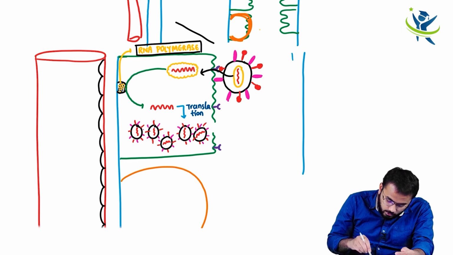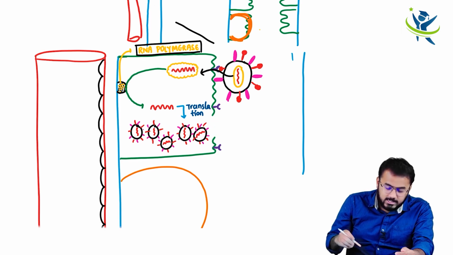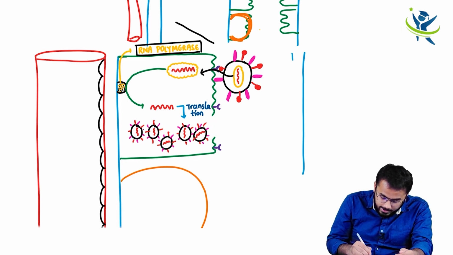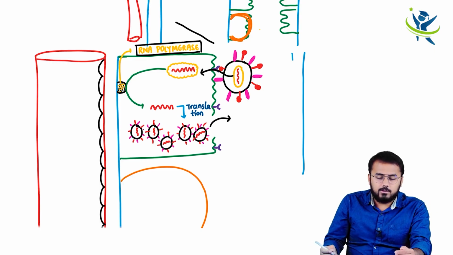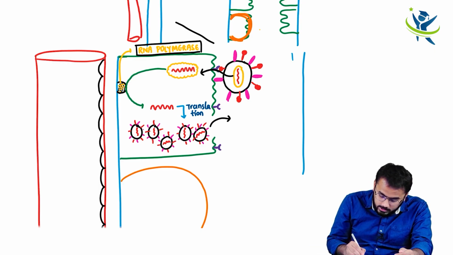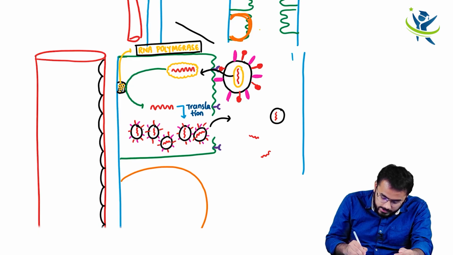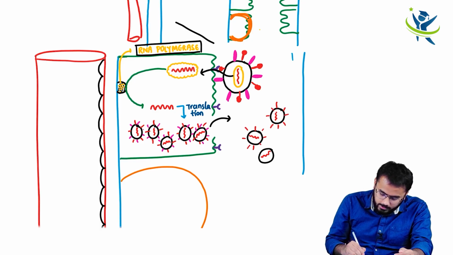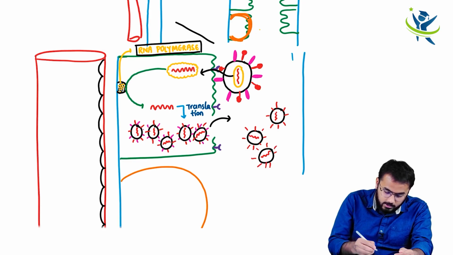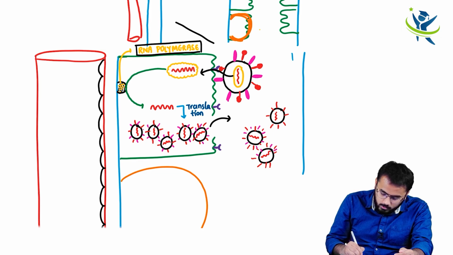So slowly they are causing destruction of the epithelial cell, and now these virus particles are free to enter into the lumen. And obviously, you will see many virus particles entering into the lumen. So these are the virus particles which are entering into the lumen now. You see, many viral particles have entered into the lumen. Okay, fine. So when these virus particles have entered into the lumen, what are they going to do?